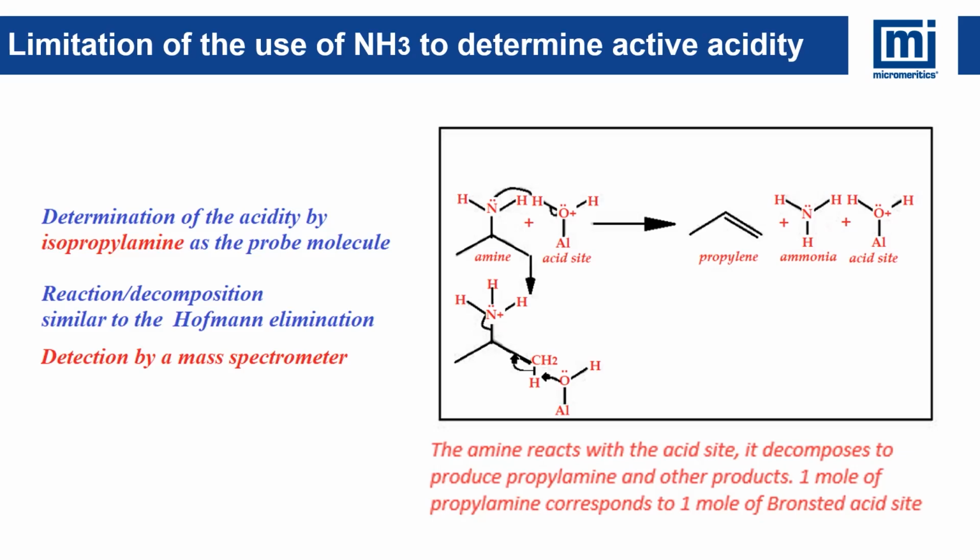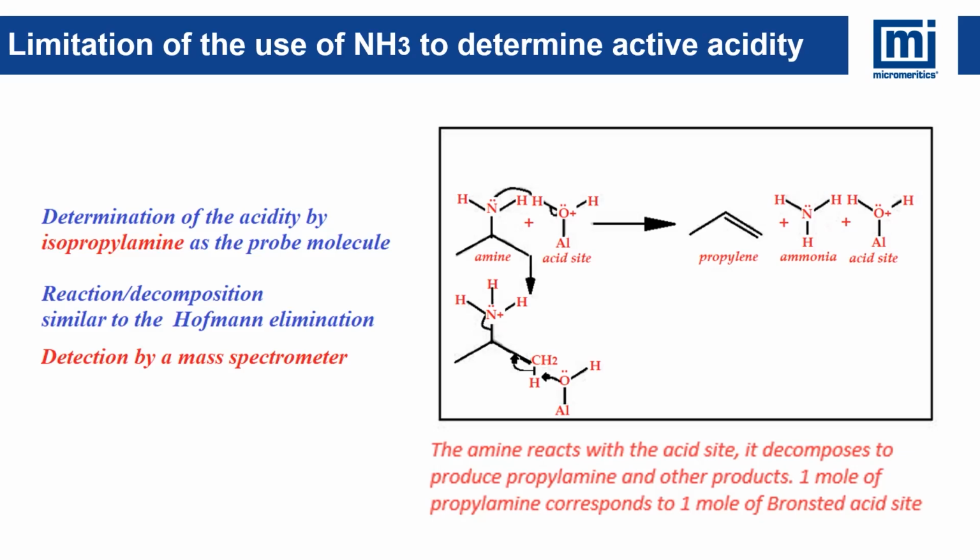So we evaporate the isopropylamine, we flow an inert gas, we saturate the inert gas with the vapor of isopropylamine, and we take it to the sample, and we saturate the sample that way. Then we start decomposing the isopropylamine by increasing the temperature. And as we increase the temperature, the amine is going to react with the Brønsted acid sites, and it's going to give us several products: propylene, ammonia, and the acid site.